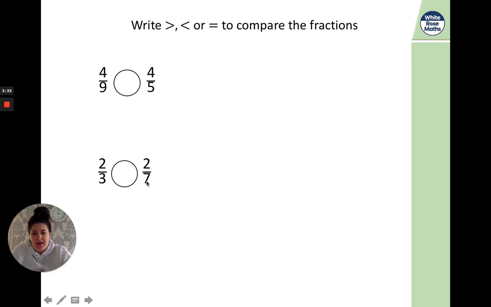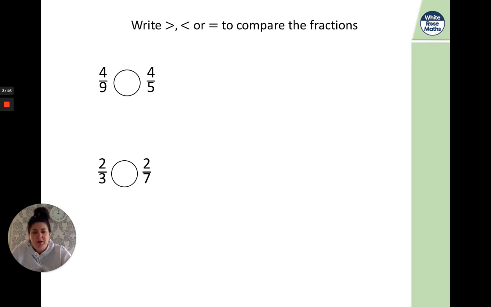This one, if you found the lowest common denominator, it would have been 21. So you would have had to multiply this fraction by 3 to turn it into 21s, multiply this fraction by 7 to turn it into 21s, and then you could have compared them. Yeah, that was one way you could have done it.